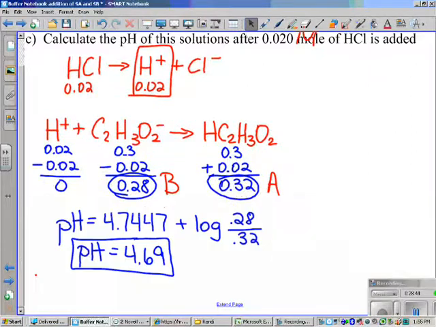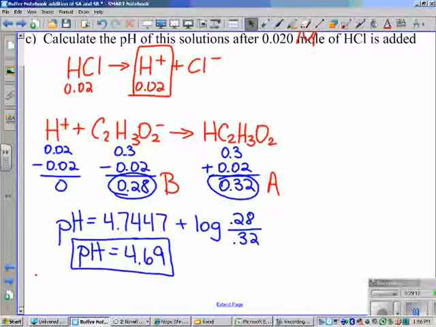Now we just take the Henderson-Hasselbalch equation. The pKa stayed the same. That doesn't change. And we plug in our concentrations of 0.28 over 0.32. These pHs are all about that ratio. So affecting the ratio as little as possible is really what buffers are trying to do. All right, questions?